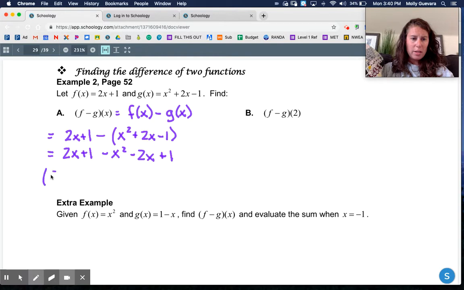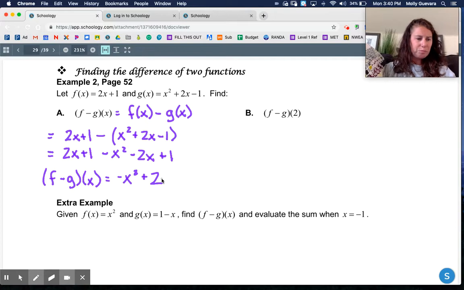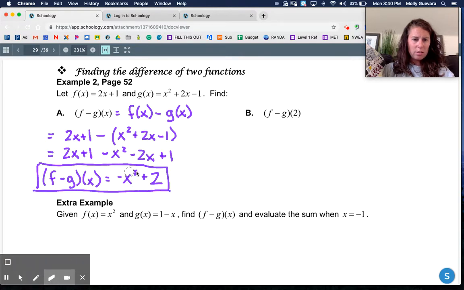So that tells me that f minus g of x is equal to, well, I have negative x squared. 2x minus 2x cancels, and then 1 plus 1 is 2. So negative x squared plus 2. That's our answer. And this kind of looks like a 3, so let's make sure that that's an x squared.